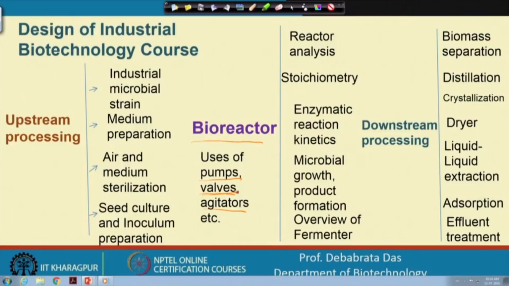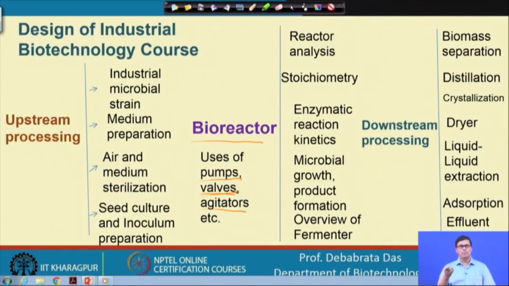For example, mud, that suspended solid can be transferred with the help of a progressive cavity pump. So we have different types of pumps. We have the membrane pump and different types of pumps. And valves also, we have so many.